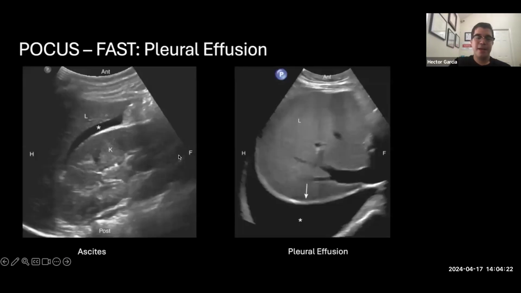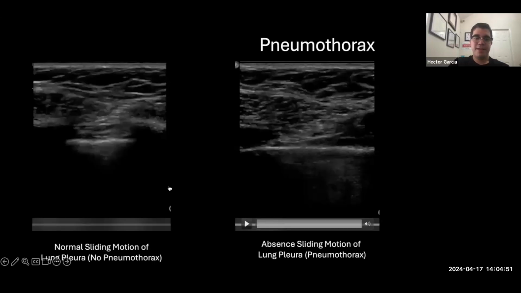Okay, and then here we see an image with pleural effusion. This is the liver, this is the kidney, and this is pleural fluid between the two of them. This is the most common dependent region in the right upper quadrant. In the right image, we see a pleural effusion and ascites. We see a lot of ascites here. This is the diaphragm. Okay, and then pneumothorax.